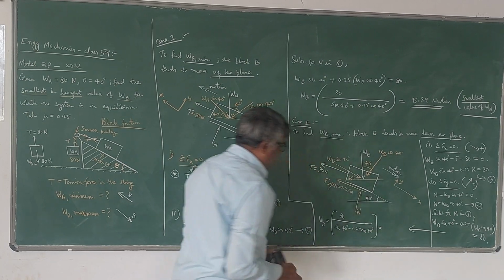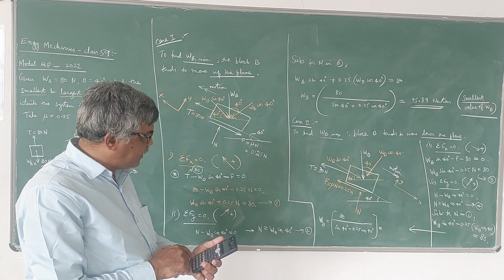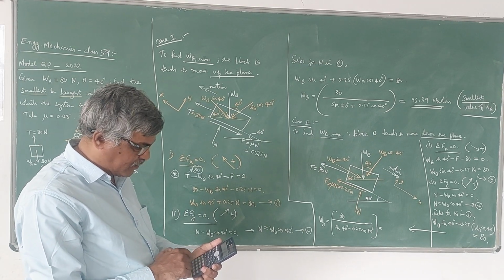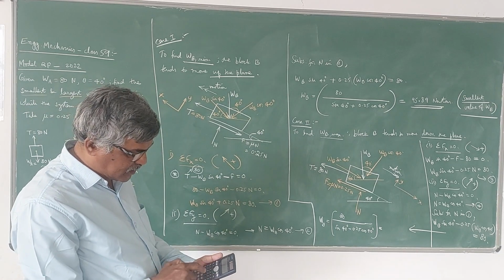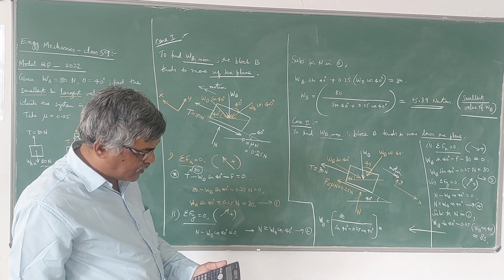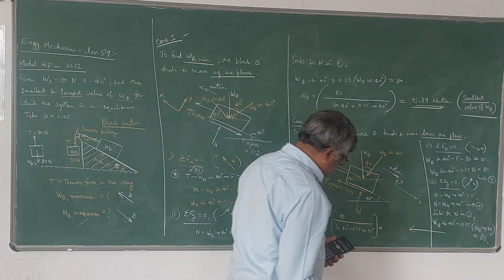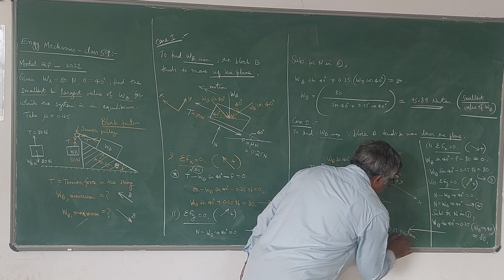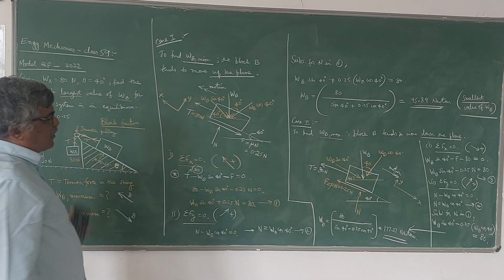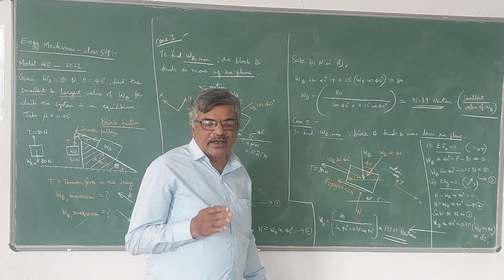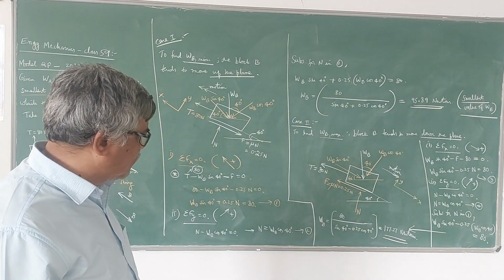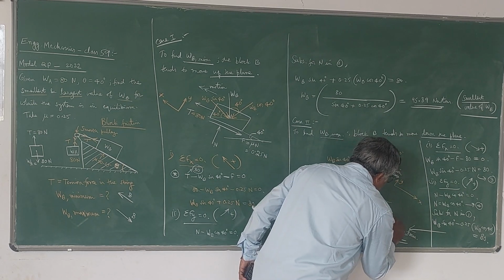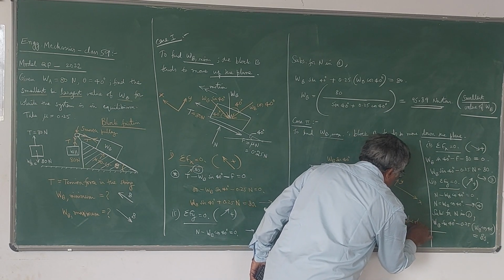So let me simplify this. Denominator is sin 40 minus 0.25 into cos 40. So reciprocal of that into 80, 177.27. You can see that this is the maximum value, the biggest value, the largest value you can say. So when the block B is heavier, definitely it tries to move down due to gravity. So this is the maximum value and this is the minimum value. So you can write this as the largest value of WB.